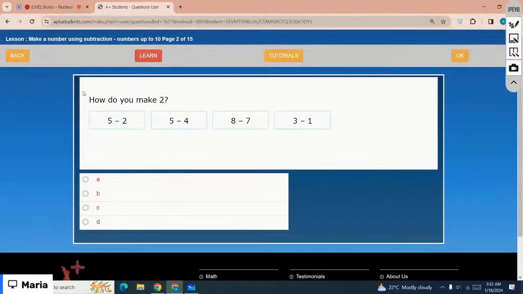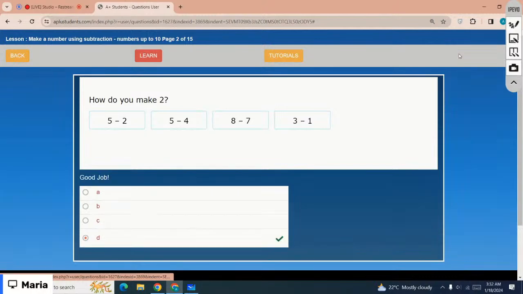Okay, so how do you make 2? Which is the correct option? That is 3 take away 1. Option number D is the correct option. Very good.